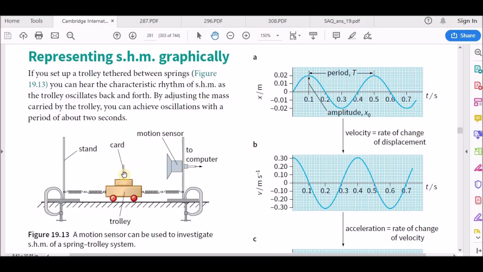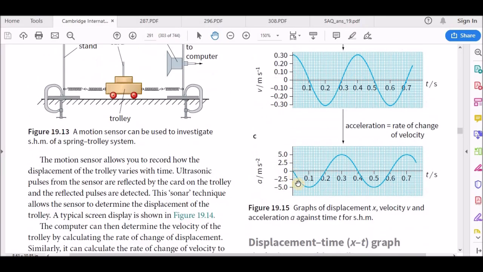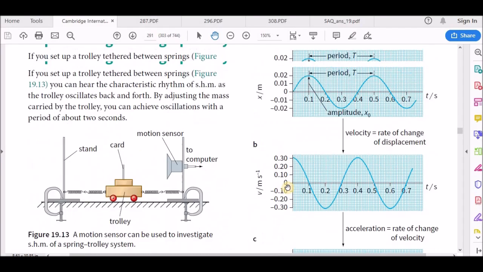Now you can see there is also a card attached to the top. The purpose of the card is this: the motion sensor gives out waves, and the waves get reflected and come back to the motion sensor. If there was no card, these waves could not strike the surface of the trolley easily. So the card is fixed to the top of the trolley. This sends waves and this detects. Once it sends and detects, it is connected to the computer, so the computer can draw the displacement-time graph, velocity-time graph, and acceleration-time graphs.